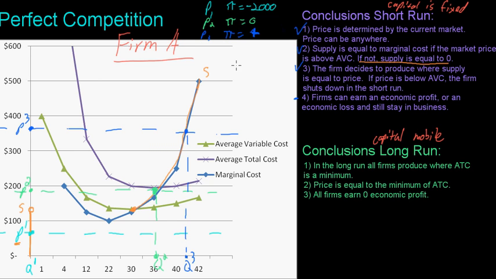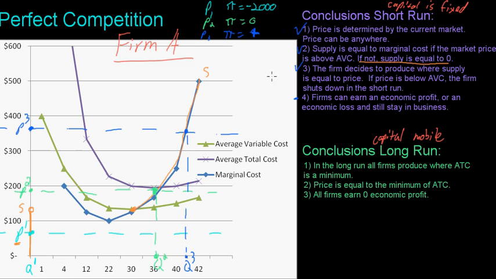Okay, so that's all that we have in the short run. Price is determined by the market, and it can be anywhere. And then supply is equal to marginal cost if the market price is above average variable cost, and it's equal to 0 if price is below average variable cost. And again, the reason for that is that the firm can't recoup any money if price is below average variable cost, so it won't produce anything. And if price is above average variable cost, then it will at least be making less of a loss if it produces some units of output.